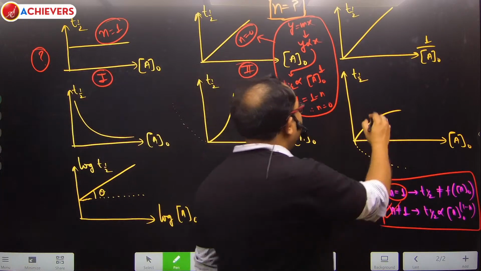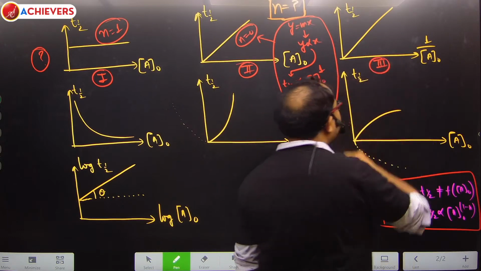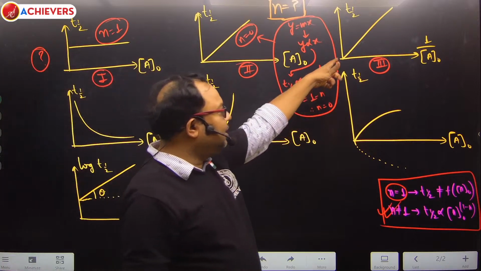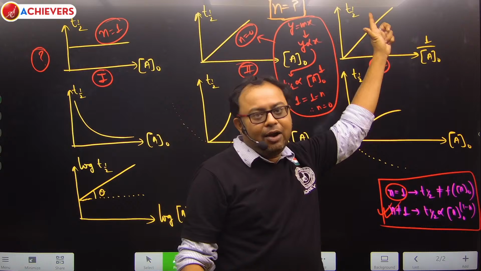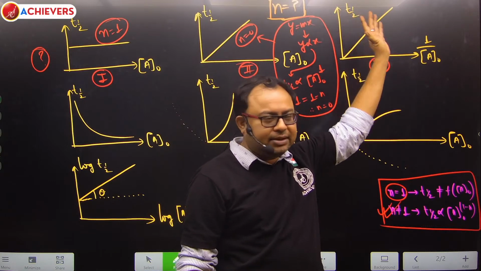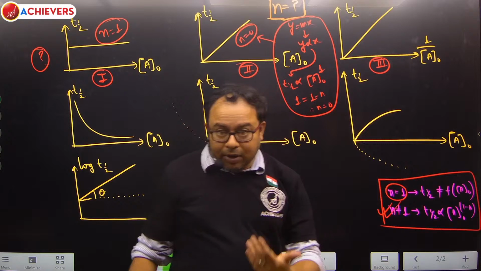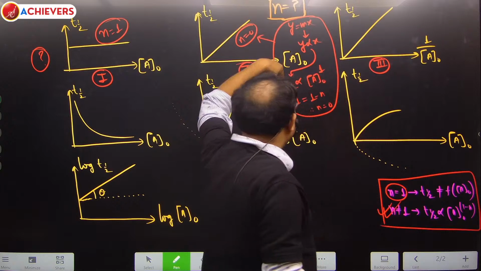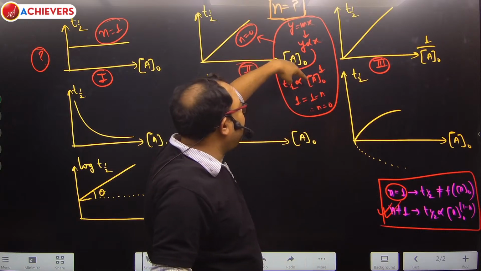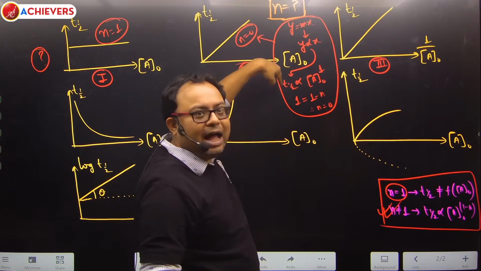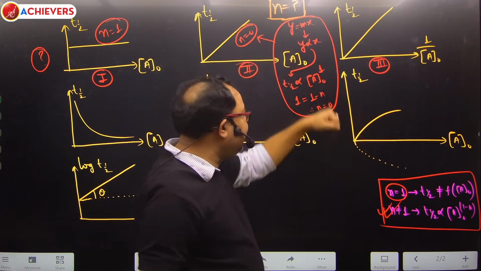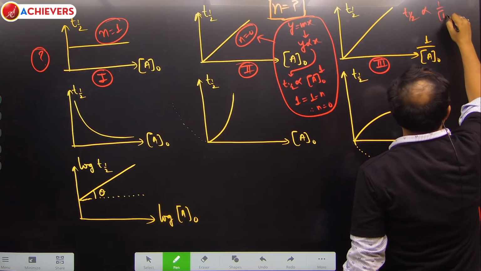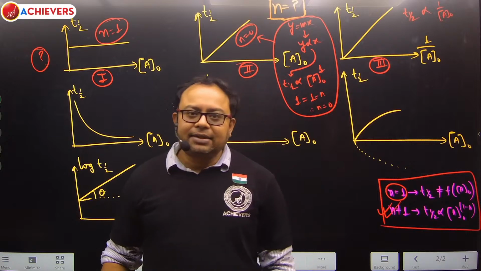Now let's move on to the third plot. In the third plot we again see a linear variation, but here along the y-axis we are plotting T half, it remains the same, but along the x-axis we are plotting the reciprocal of A naught. So here, instead of T half proportional to A naught, we have T half proportional to 1 by A naught, because along the x-axis we are plotting 1 by A naught.